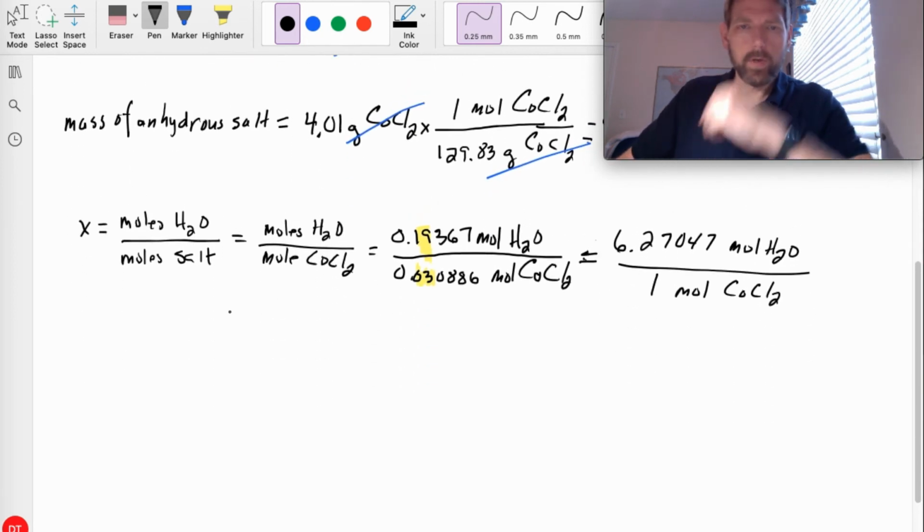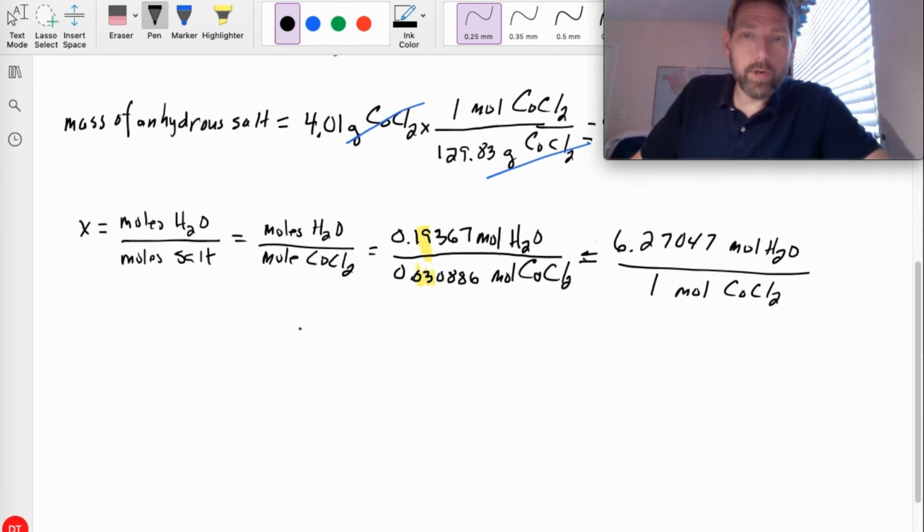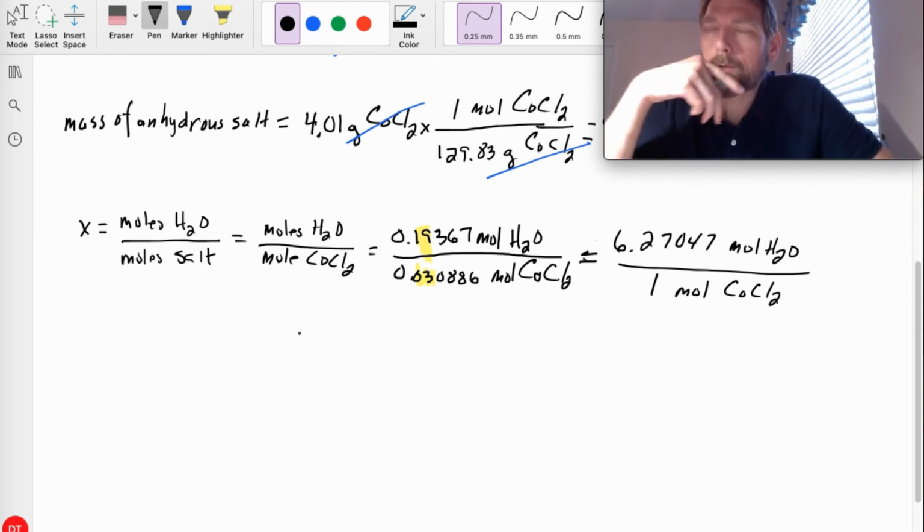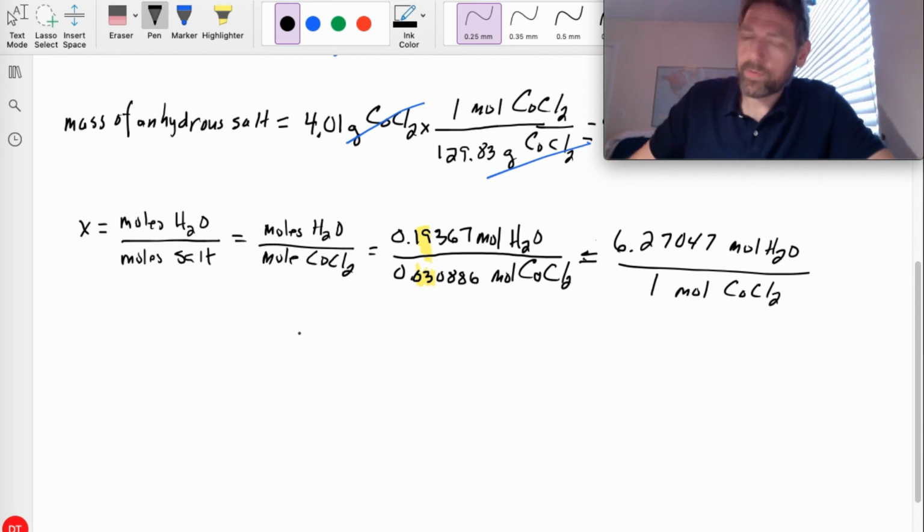Well, so we know X now has to basically be 6, right? So you see 0.27. So whenever you see something like this, there's two ways really to interpret this. So 6.27, is it closer to 7 or is it closer to 6? So obviously it's closer to 6. So we have a 6 to 1 ratio. We have a ratio of 6 moles of water to 1 mole of the salt.